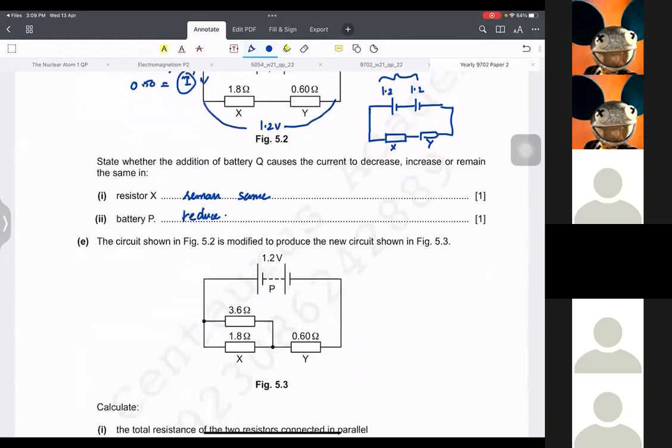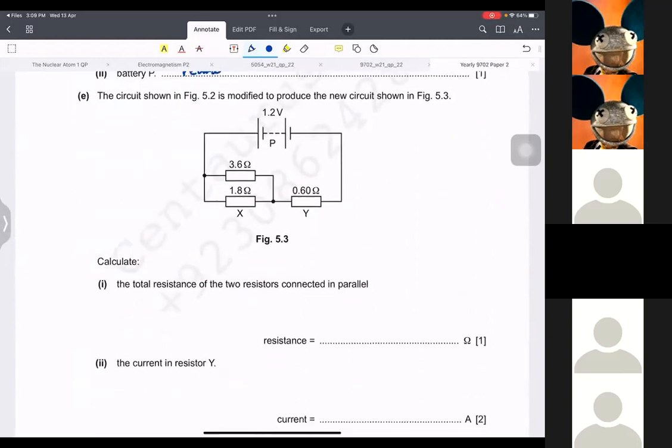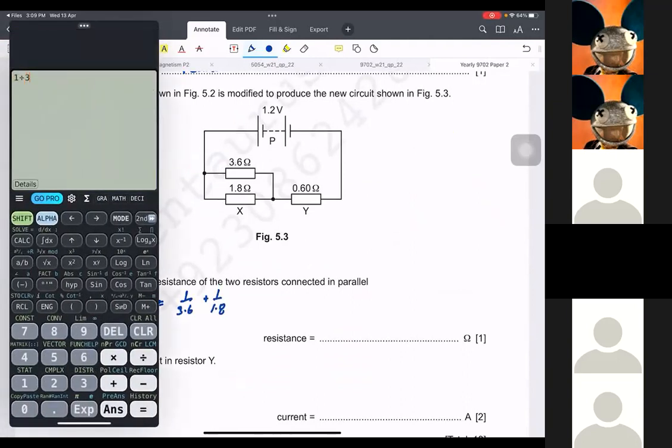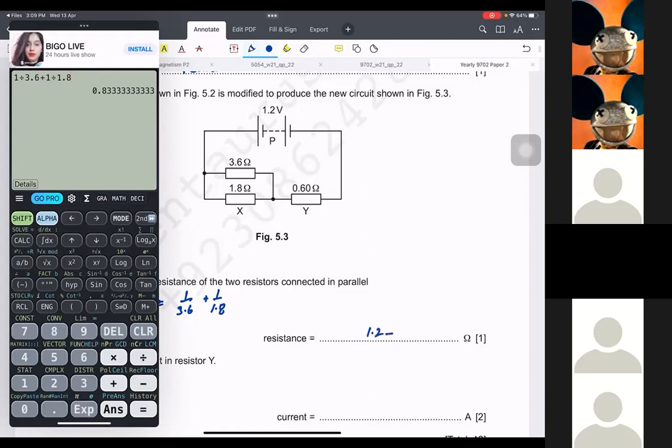Thank you. Now the circuit is modified to produce the new circuit. Total resistance of two resistors connected in parallel. So these are this. So 1 upon R equals 1 upon 3.6 plus 1 upon 1.8. It is 1.2? Okay. Yes, ohms. You don't write ohms again.